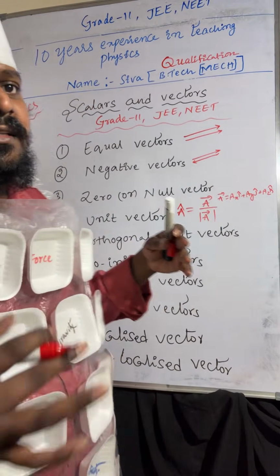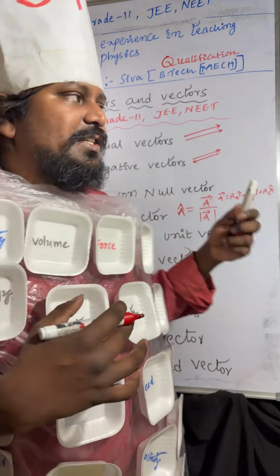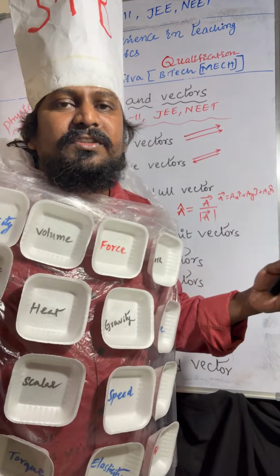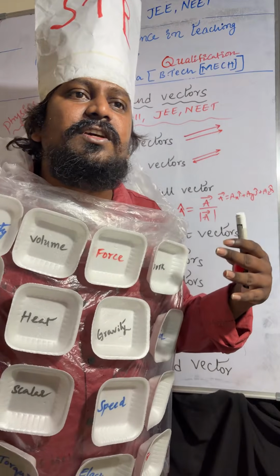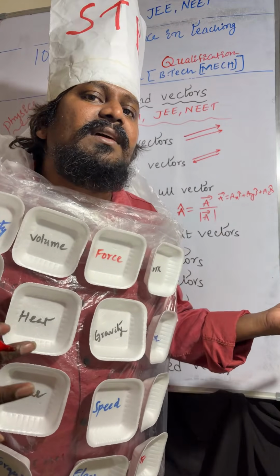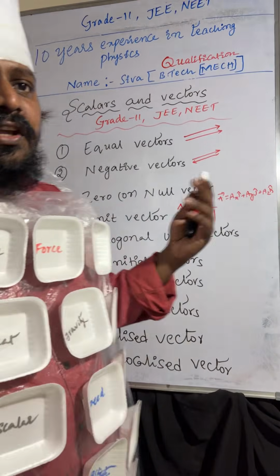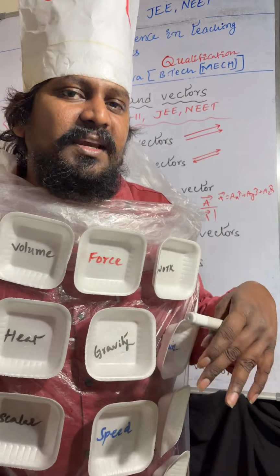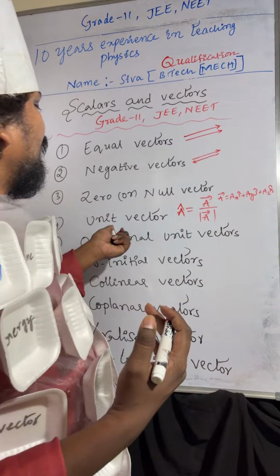Coming to negative vectors. Magnitudes are the same but acting in the opposite direction. Those are called negative vectors. Coming to zero vector. The vector whose magnitude is 0 is called null vector or zero vector. And coming to the unit vector. Unit vector represents the vector whose magnitude is 1 unit. That is called unit vector.